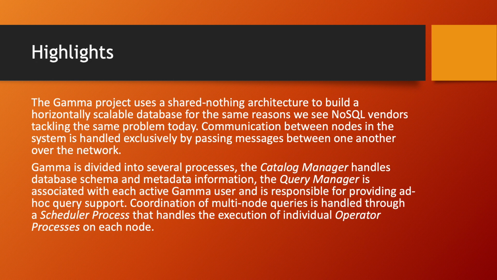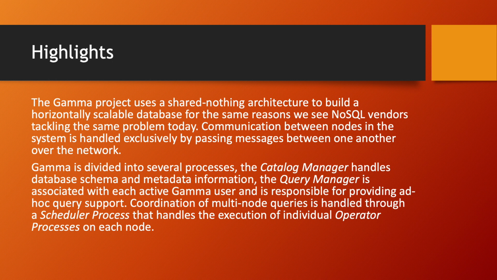The Gamma project uses a shared nothing architecture to build a horizontally scalable database, for the same reasons we see NoSQL vendors tackling the same problem today. Communication between nodes in the system is handled exclusively by passing messages between one another over the network.